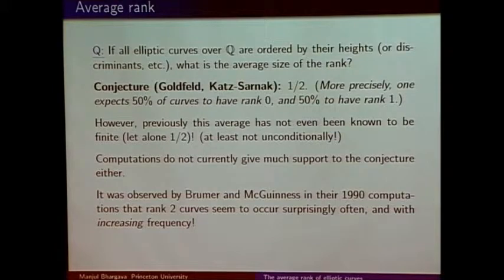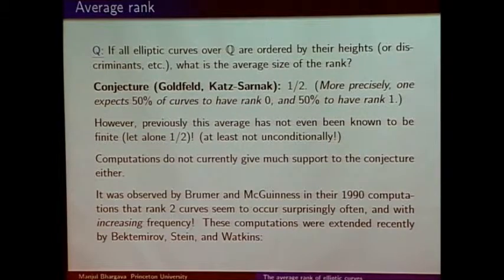There's this paper of Brumer and McGinnis in the 1990s where they computed rank 2 curves, and they found lots of them, and they found more and more of them as they went to higher and higher heights. So it didn't seem like the rank 2 curves were going to zero density at all, computationally. And then these computations were extended recently by Bektemirov, Stein, and Watkins.